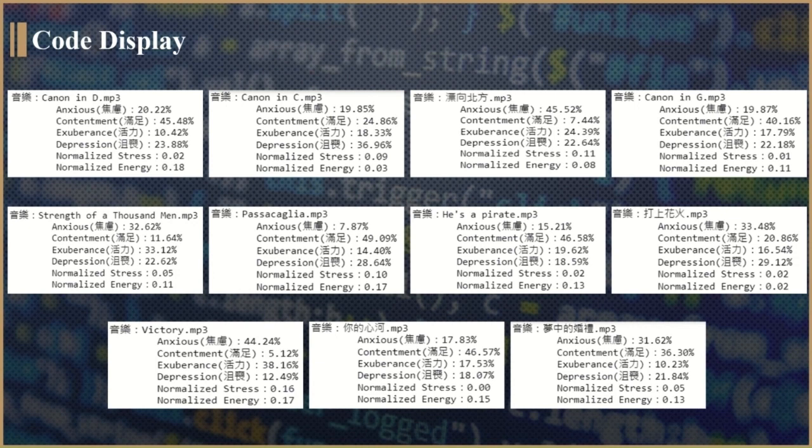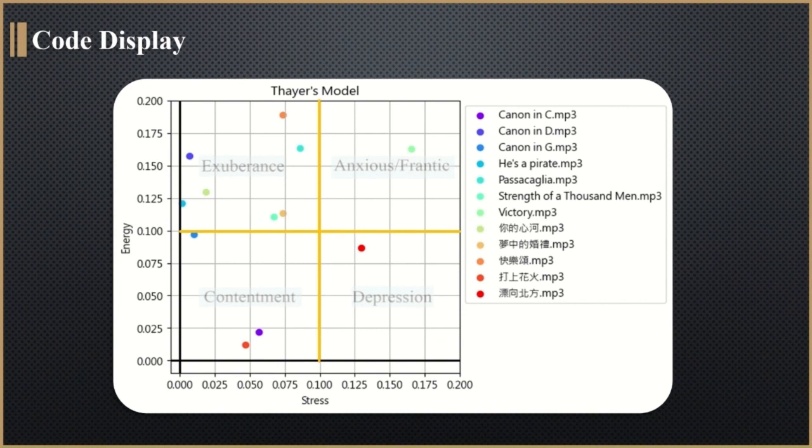And as you can see, they have percentages of anxious, contentment, exuberance, and depression, and as you can see, they have normalized stress and normalized energy. Each represents how stressed you are and how energetic you are. And now this is the Thayer model. Thayer model visualization. The code uses the Thayer model, a 2D representation of emotion with axes for energy and stress, to visualize emotion predictions. Each music file's predicted emotion is plotted on this model to show its energy and stress levels.